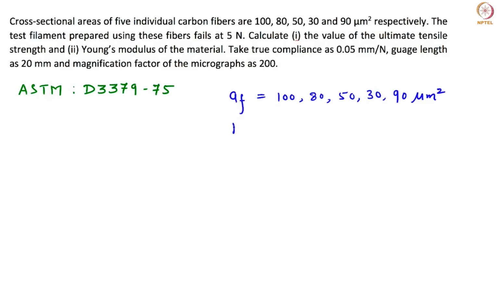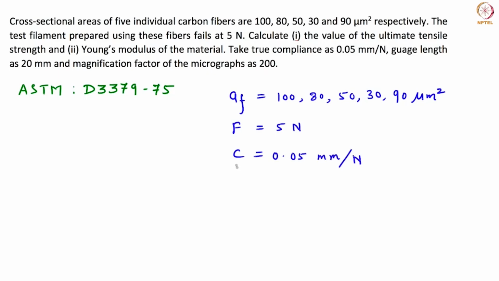We have the failure load, which we will require when we want to calculate the ultimate tensile strength. What else do we have? We have the true compliance of the system. Now, true compliance I'm not calculating here, the value is already given to you, but you generally have to calculate it for your specific system. So here the value is given to us, which is 0.05 millimeter per Newton.